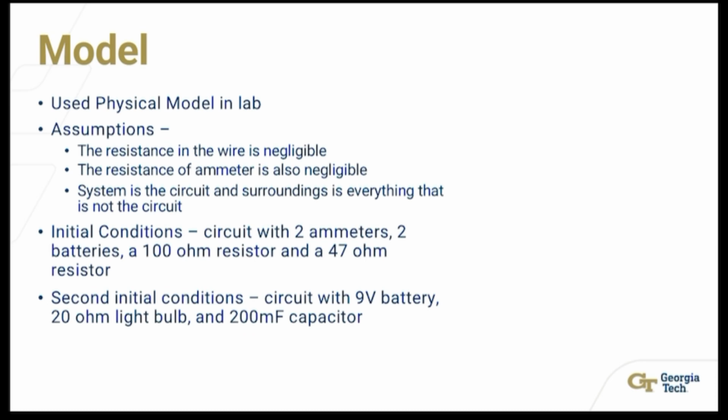For these labs, we use physical models in the Georgia Tech labs. The assumptions for all of the experiments we ran are that the resistance in the wire is negligible, the resistance of the ammeter is also negligible, the system is the circuit, and the surroundings are everything that is not the circuit. The first set of initial conditions is a circuit with 2 ammeters, 2 batteries, a 100 ohm resistor, and a 47 ohm resistor. The second initial conditions we set up were a circuit with a 9 volt battery, a 20 ohm light bulb, and a 200 capacitor.